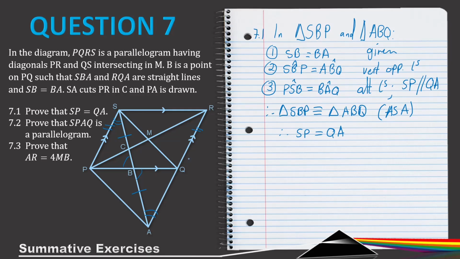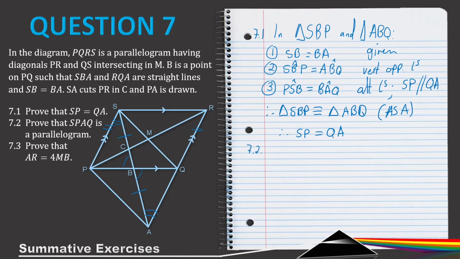SPAQ. That's very easy. Why? Because we've just proven that these opposite sides are equal, and we already know that these opposite sides are also parallel. So just state that and say, therefore, one pair of opposite sides are equal and parallel, so therefore SPAQ is a parallelogram.